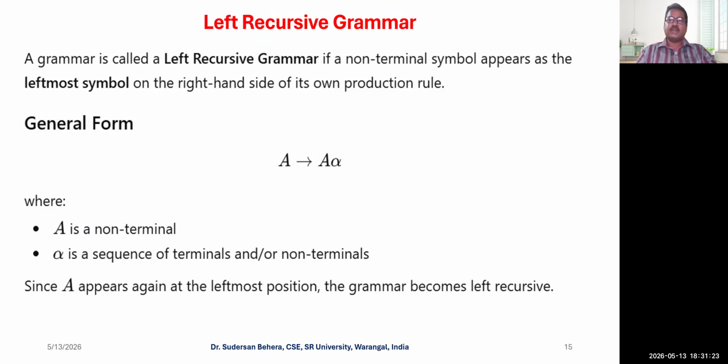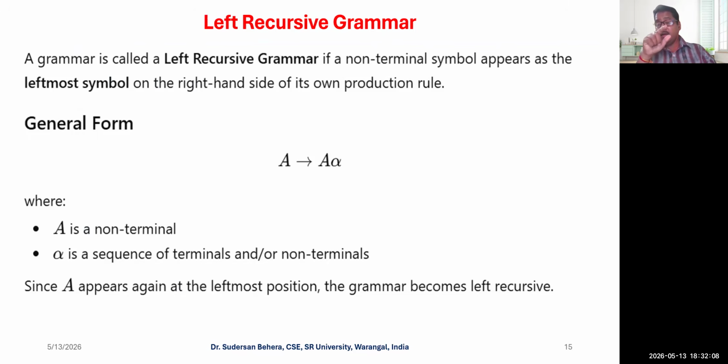But A is producing itself first. This kind of grammar, when the leftmost variable of the right-hand side of the production is equal or identical to the non-terminal present in the left-hand side of the production, such type of production is called a left recursive production. And the grammar is ultimately known as left recursive grammar. So where A is a non-terminal, in this form A derives A alpha, A is a non-terminal, alpha is a sequence of terminals or non-terminals. Since A appears again at the leftmost position, the grammar becomes left recursive.